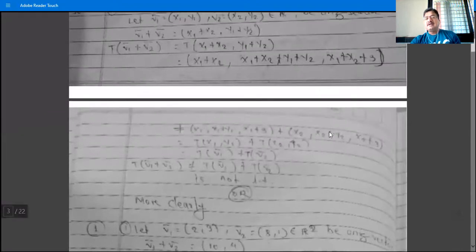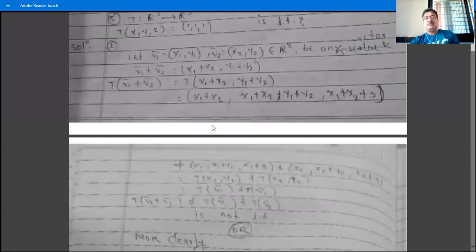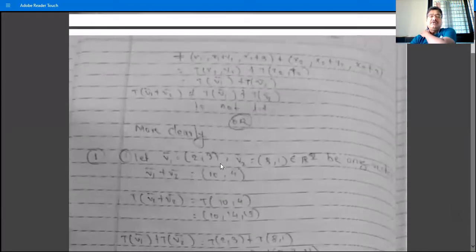So the addition of these two is (x1 plus x2, x1 plus y1 plus x2 plus y2, x1 plus x2 plus 6), and that is equation 2. Then we say that T of V1 plus V2 is not equal to T of V1 plus T of V2, and therefore T is not a linear transformation. Or we can show that this property is not satisfied for this T by using a counter example.